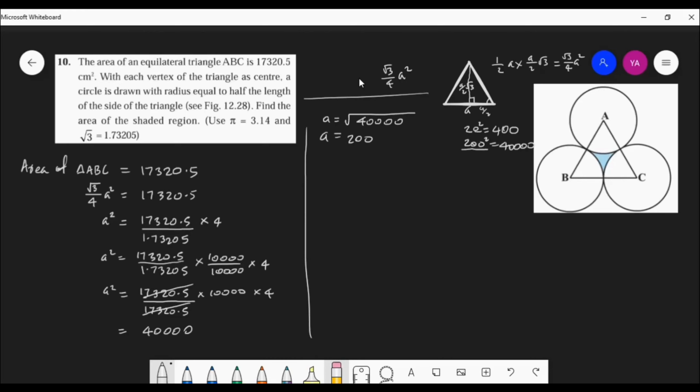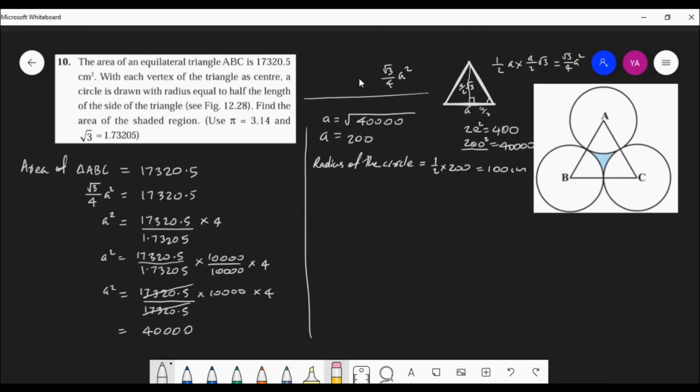So we got the side length of the equilateral triangle. What will be the radius of the circle? The radius of the circle is half into 200, right? Half into 200, that is equal to 100 centimeter. Okay, now we can find the area of the shaded region.